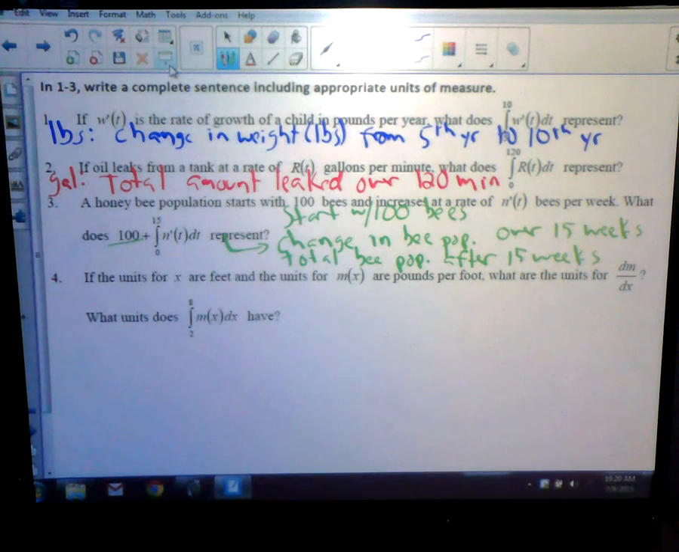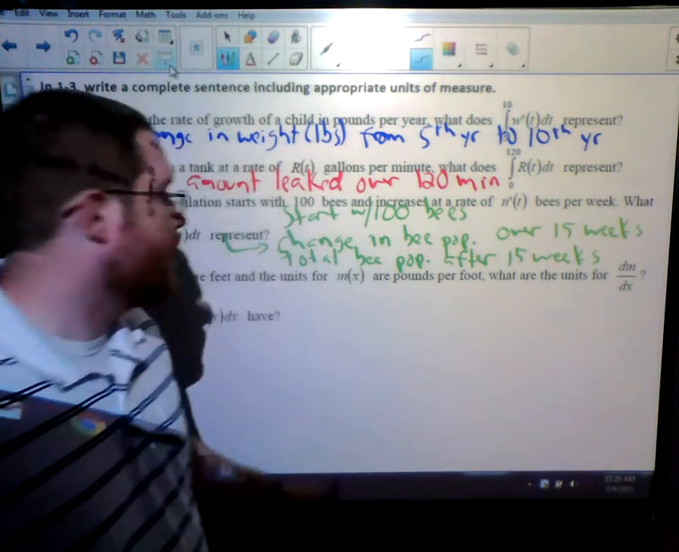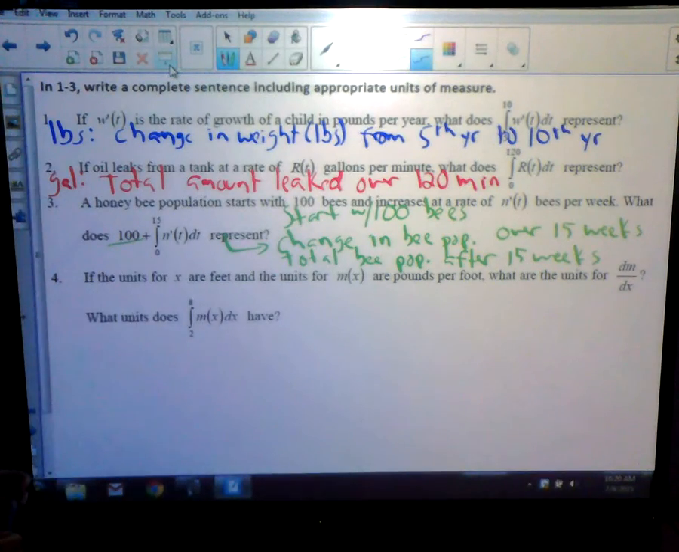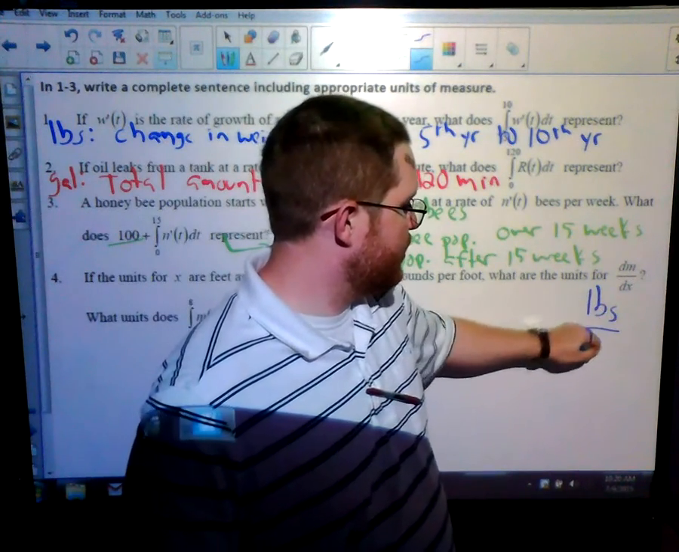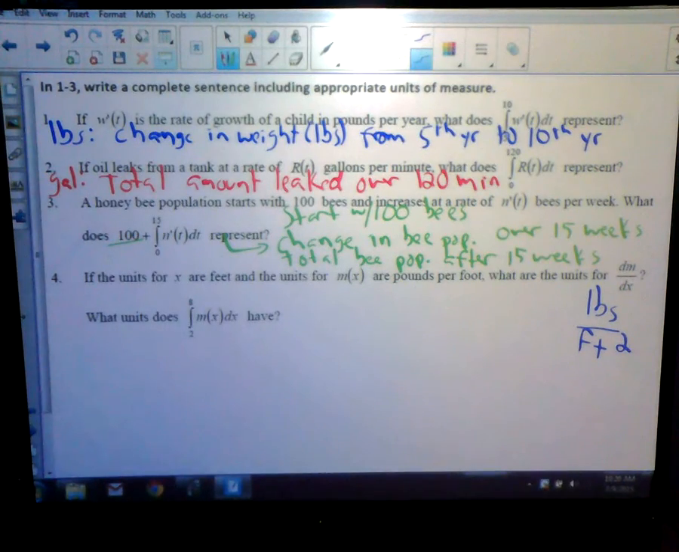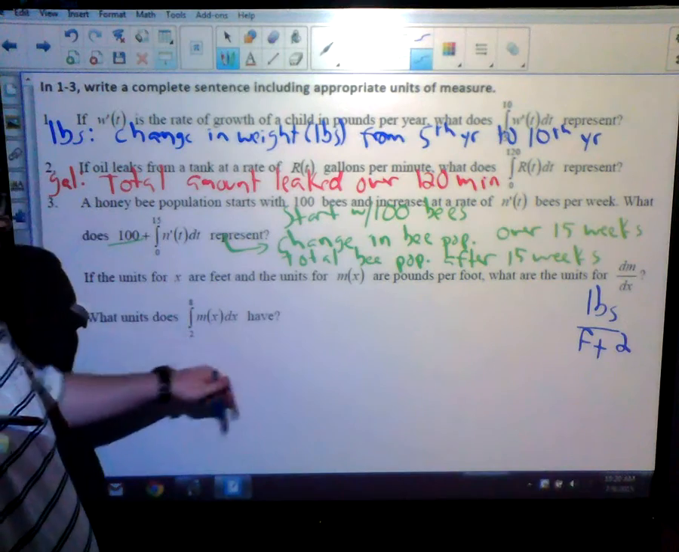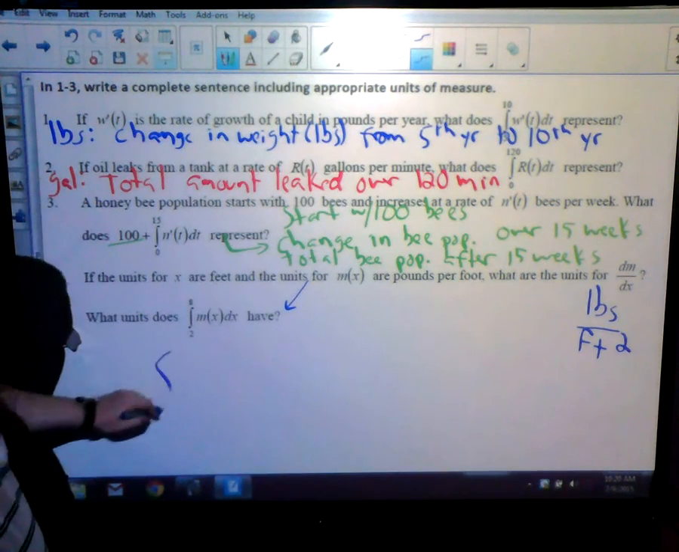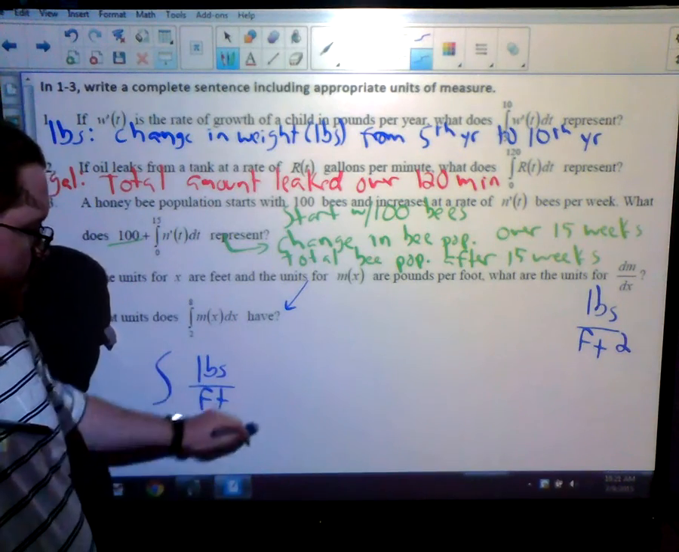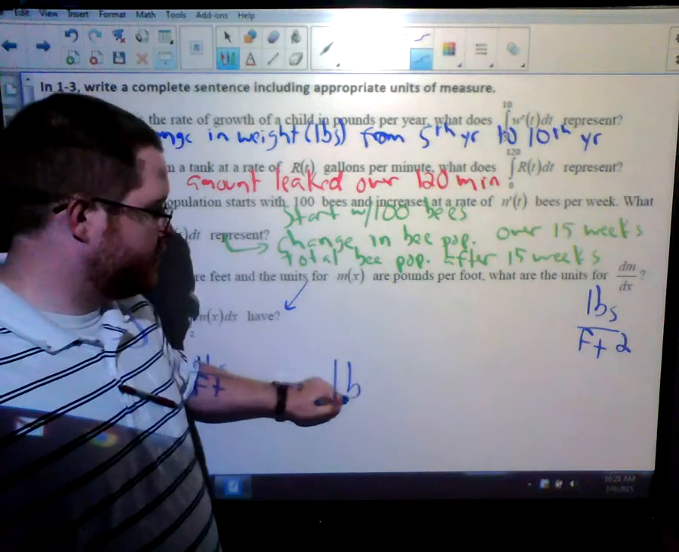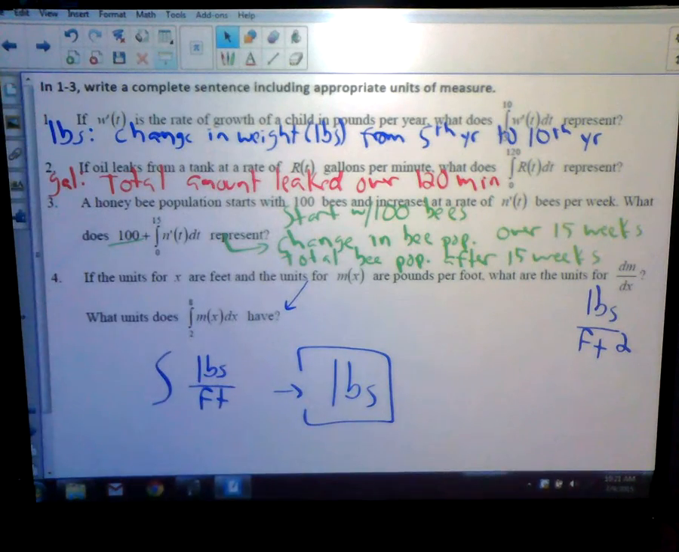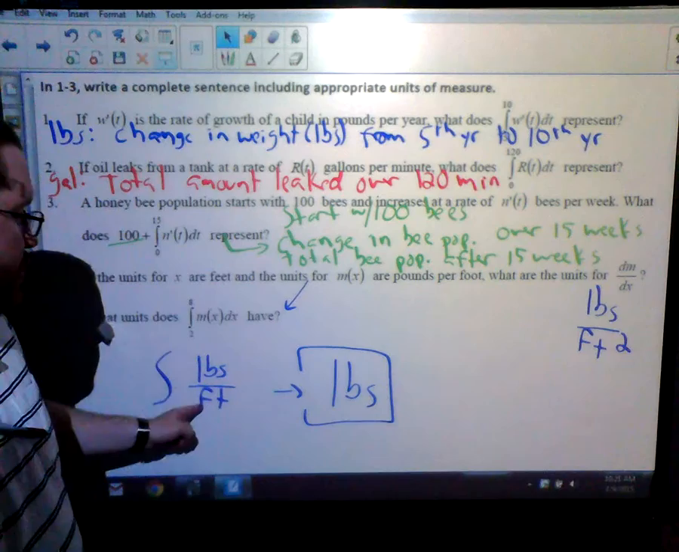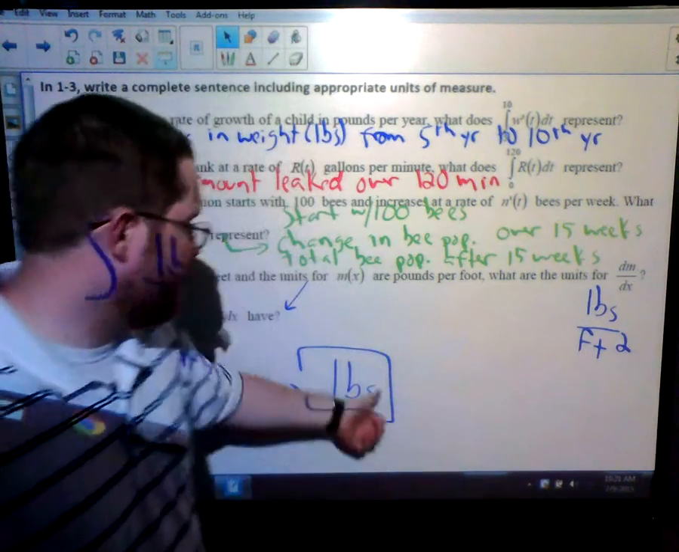This is a little complicated. If x is feet and m of x is pounds per foot, then what's dm/dx? So what's the derivative of pounds per foot? The derivative of pounds per foot is pounds per foot squared. If I integrate pounds per foot, what's that going to give me? Just pounds. So if I take the derivative, I get pounds per foot squared. If I integrate, I just get pounds. Just like velocity is feet per second, acceleration is feet per second squared, and position is feet.